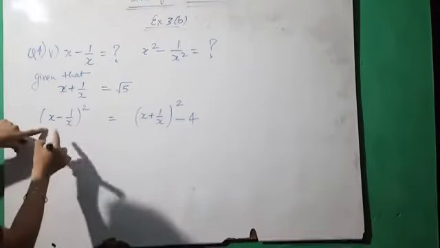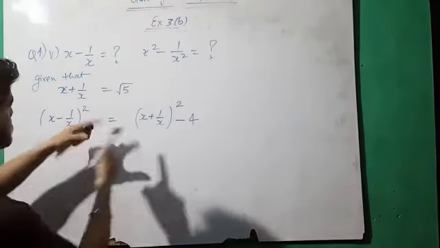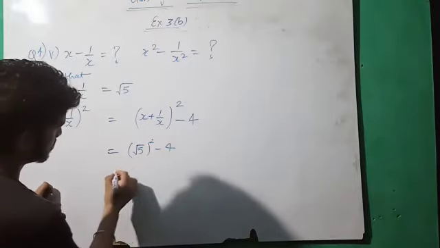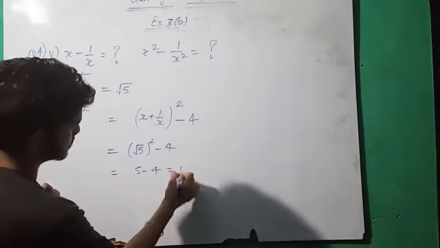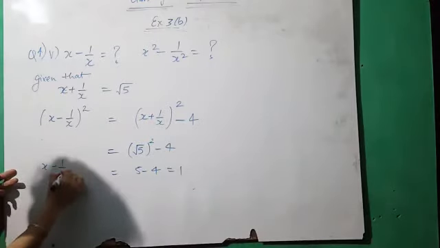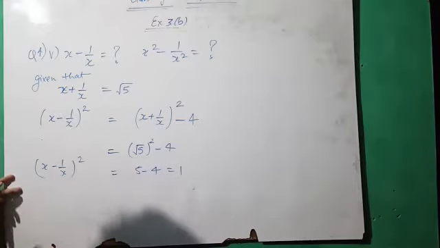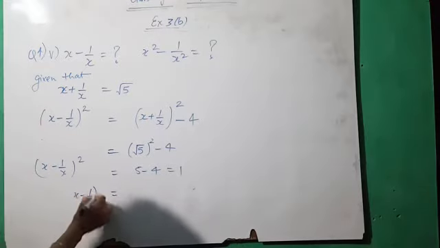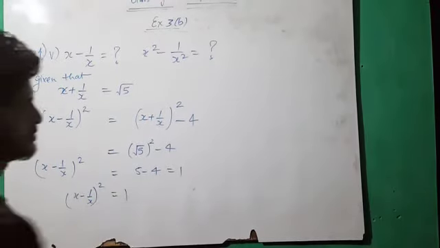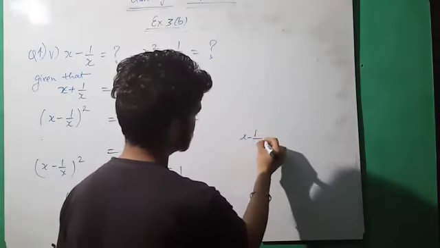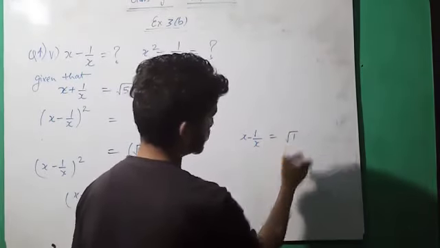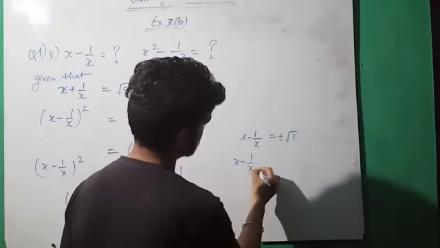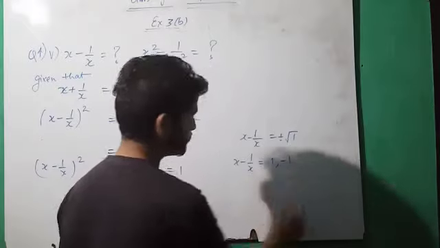So now we have to find out this, and we have x plus 1 by x as root 5. So root 5 square minus 4 is 5 minus 4, that is 1. So we have (x minus 1 by x) whole square equal to 1. Now we have to find out x minus 1 by x equal to under root 1, or under root plus minus 1. So we have two values of this: x minus 1 by x equal to 1, comma, minus 1.